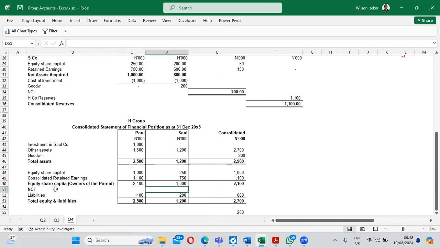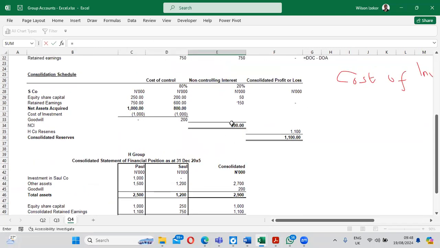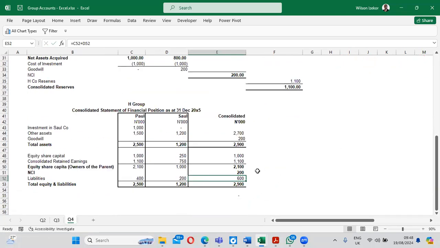So the NCI that you have calculated, you just go ahead and pick the NCI that we have calculated. So the NCI we have calculated is 200. So we pick the 200. Are you getting that? Okay, of course, you still have your liabilities. You add it up line by line, which is 600. And then you can see that it is balanced. So this is 29 and this is 29.